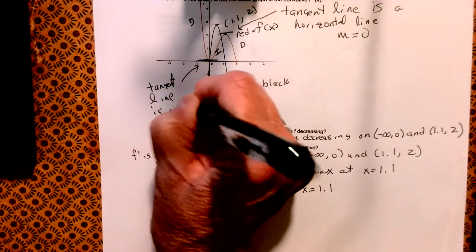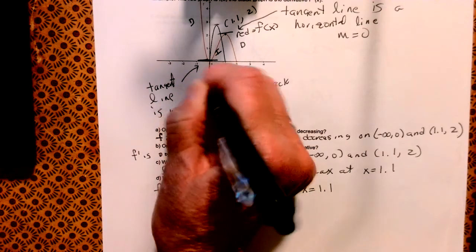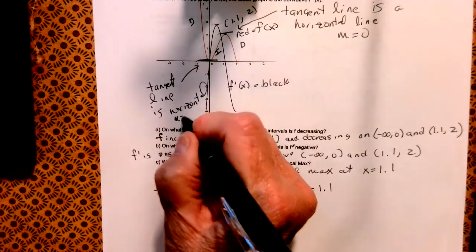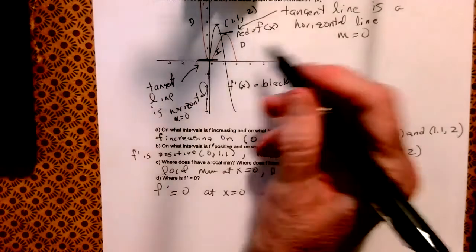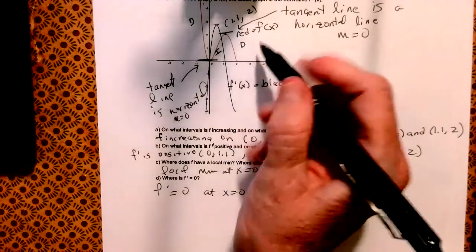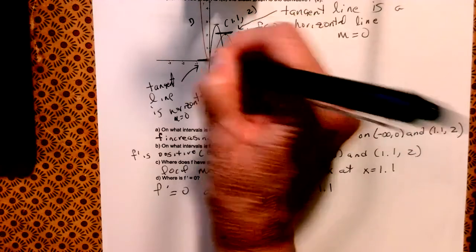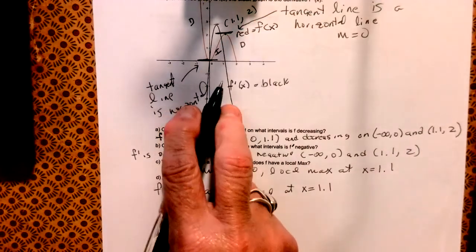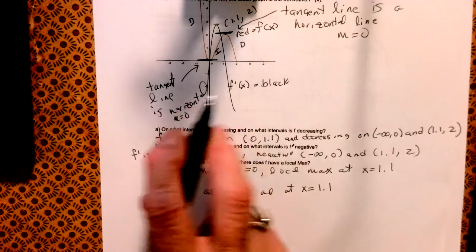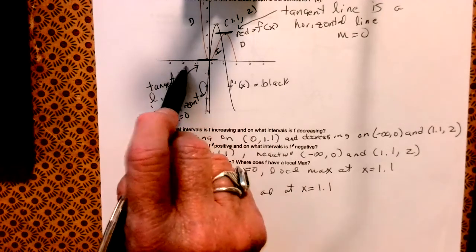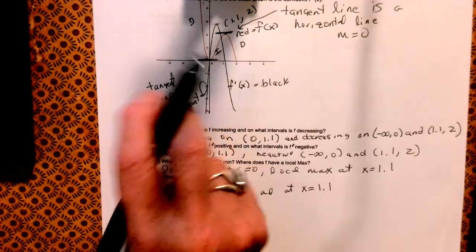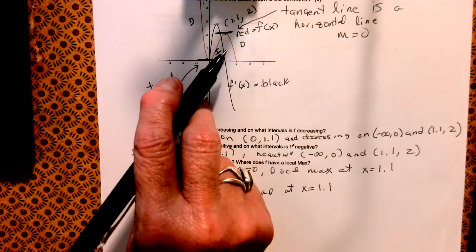So the slope of the tangent line would be 0. Whenever we see a local max or a local min, if the derivative is defined, then the derivative will be 0. It's possible the derivative isn't defined there, like with the absolute value function.